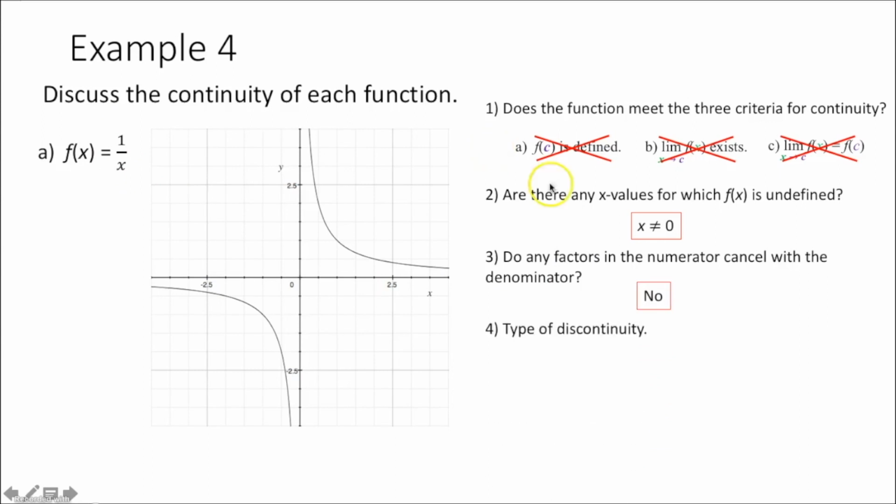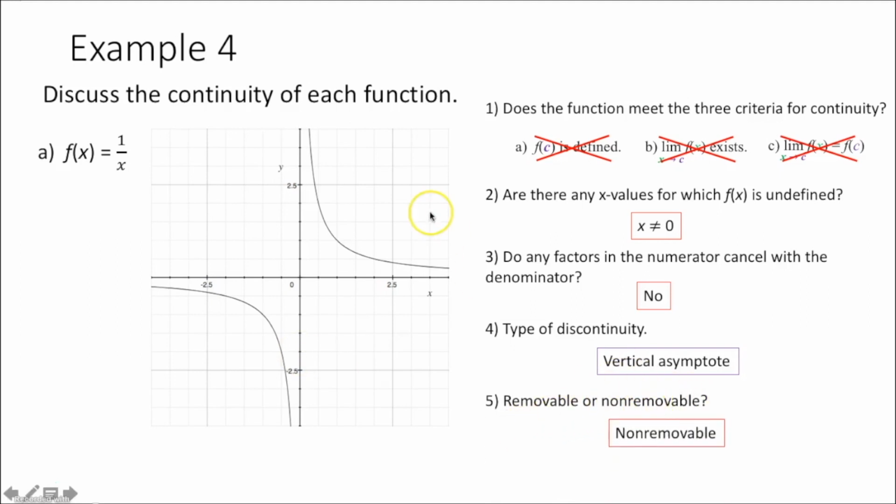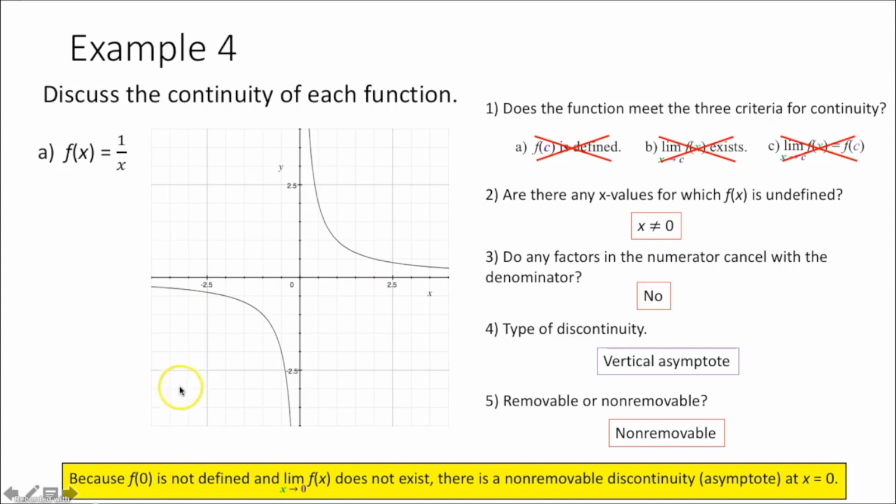Next, we then move to the type of discontinuity we have. Because nothing cancels out in the numerator and denominator, and x cannot equal 0, and each of these does not exist, we know that there must be an asymptote at x equal to 0. We can then classify that as non-removable. And in terms of your answer, if this were asked on a test or the AP test and it said discuss the continuity, what you would say is because f of 0 is not defined and the limit as x approaches 0 of f of x does not exist, there is a non-removable discontinuity, an asymptote at x equal to 0.